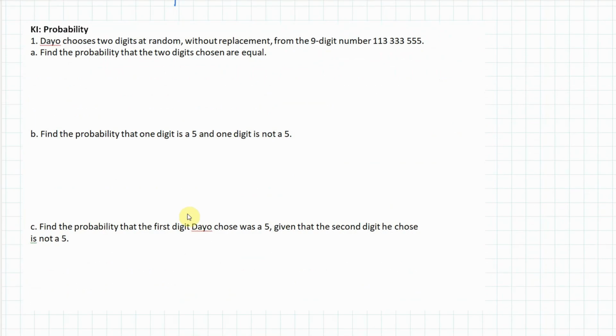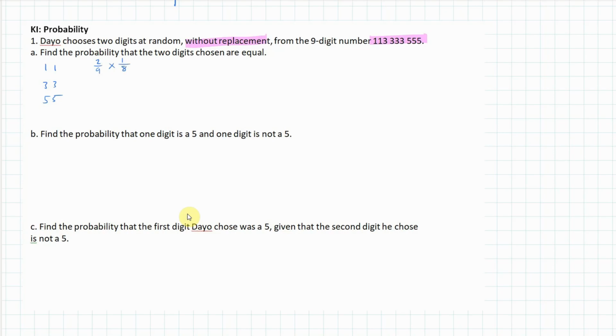Moving on to the probability question. Deo is choosing 2 digits at random without replacement from this 9-digit number here. We've got to find the probability that the 2 chosen digits are equal. So you could get 1, 1, you could get 3, 3, or you could get 5, 5, and those are the only ways that you can get 2 digits equal. So for 1, 1, there's 9 digits, and you've got 2 chances of getting it first off. Then if you picked it out, you've only got one of those ones left, so 1/8.